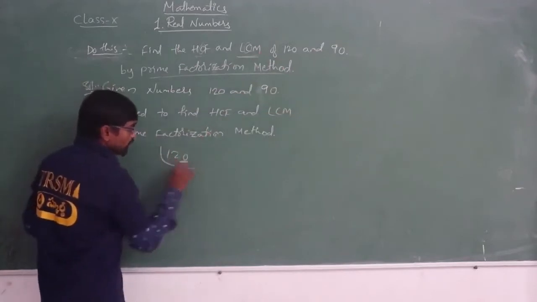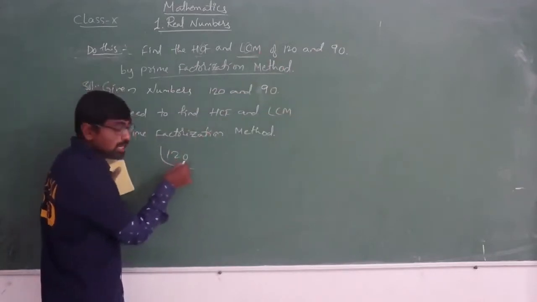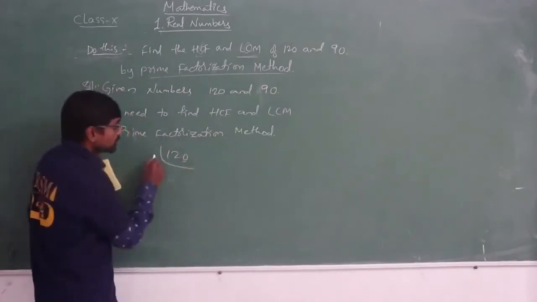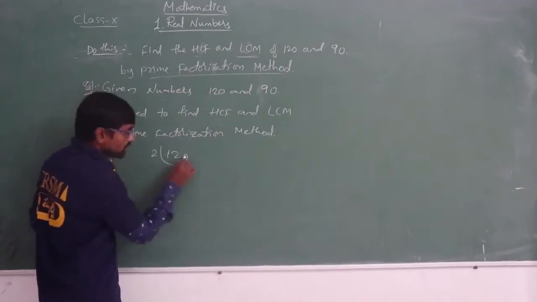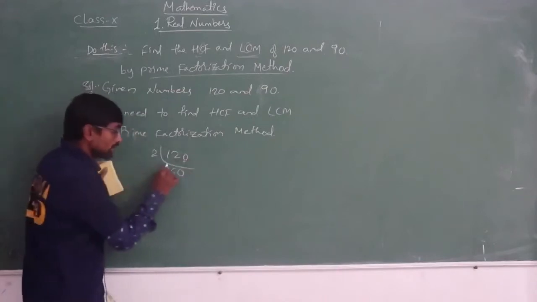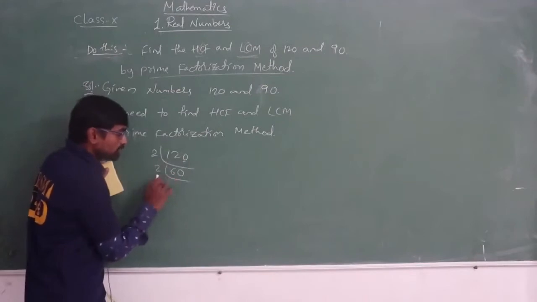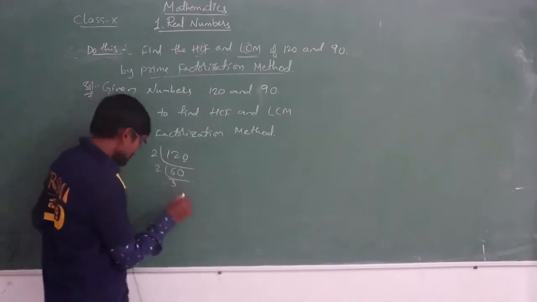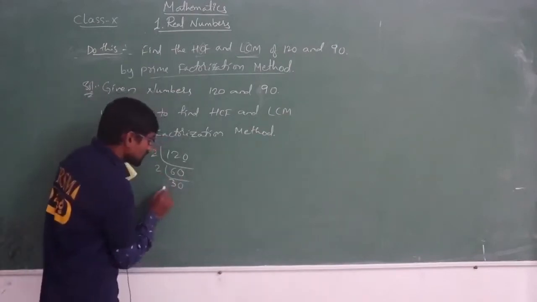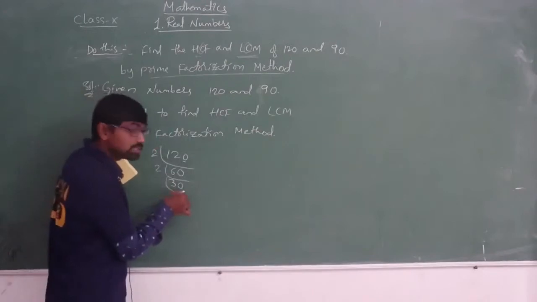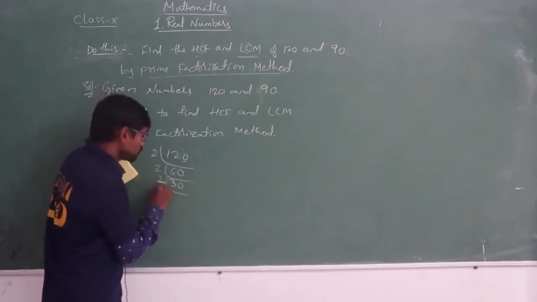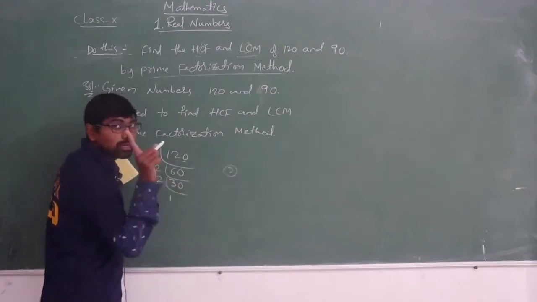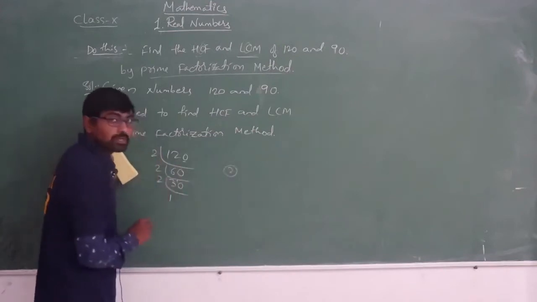So 120 will start from the 2 table, as it ends with the digit 0, it is divisible by 2. 2 6s are 12, 2 zeros are 0. Again I will take 2, as it ends with the digit 0, so this is divisible by 2. 2 3s are 6, 2 zeros are 0. Again it ends with the digit 0, therefore it is divisible by 2. So 2 1s are 2, here we have 3, so the remainder will be 1.